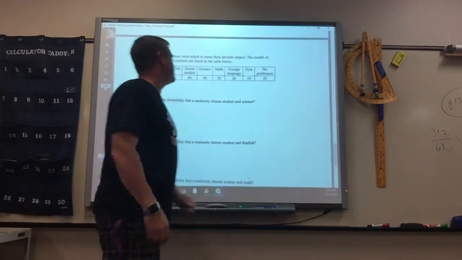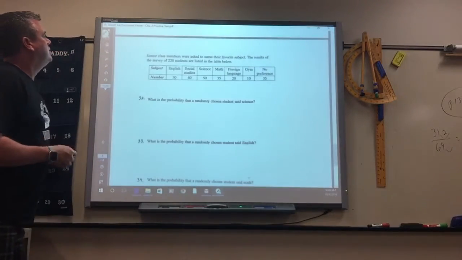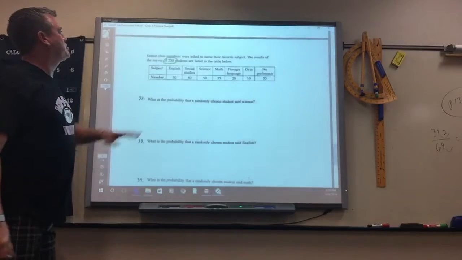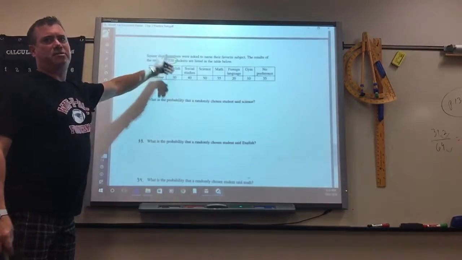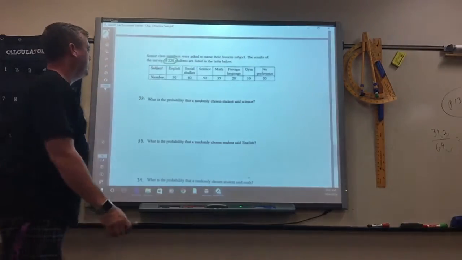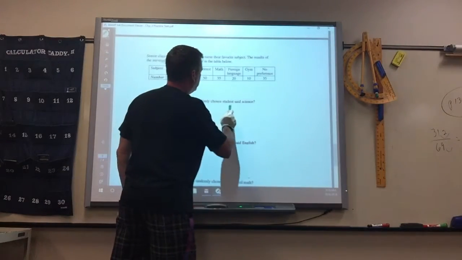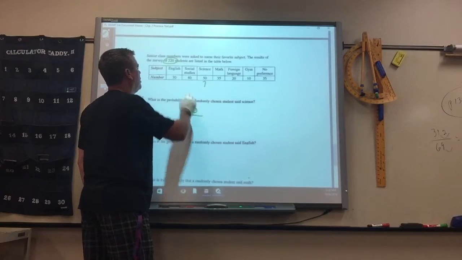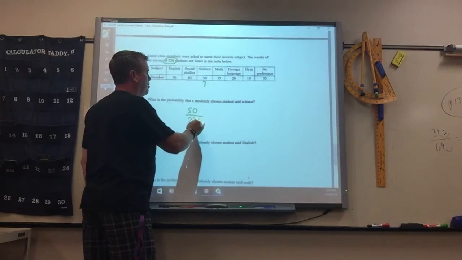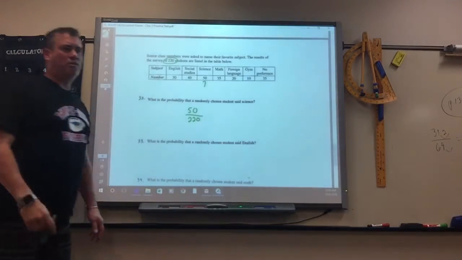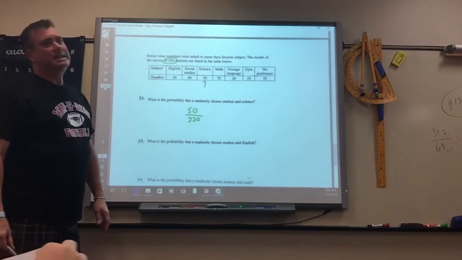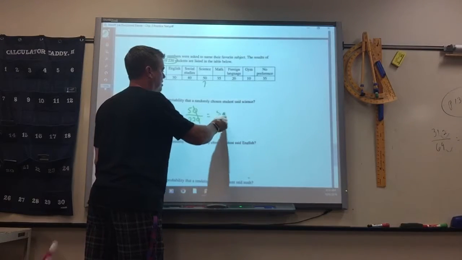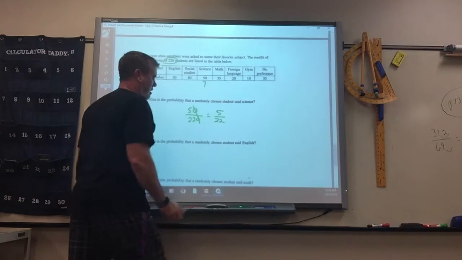Okay, then the probability stuff. All right, there's 220 students listed in the table, so make sure you read the directions, it'll save you time, otherwise you'd have to add them all up. The probability a randomly chosen student said science. That'd be 50 out of 220. Remember, probability is what you want over the total. You don't need to reduce, but you could. You could just cross the zeros off. It'd be 5 out of 22.